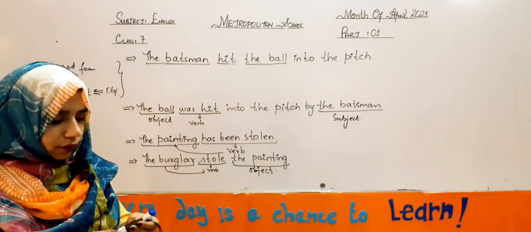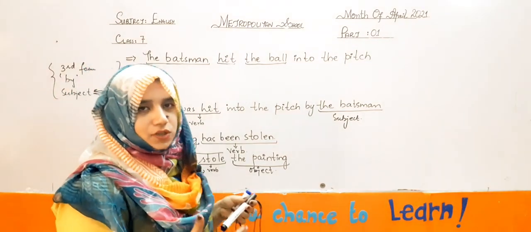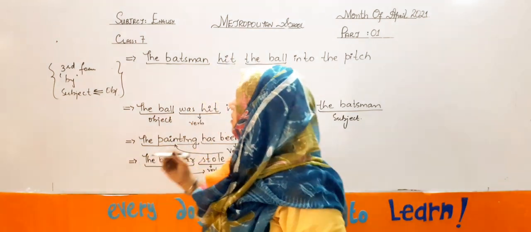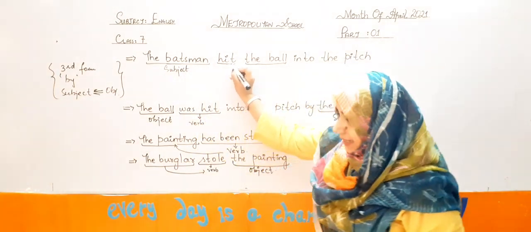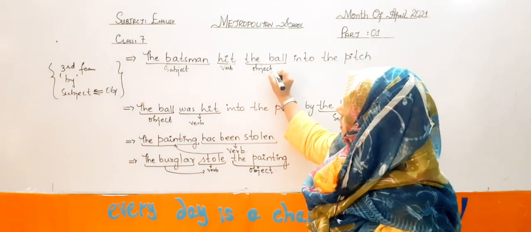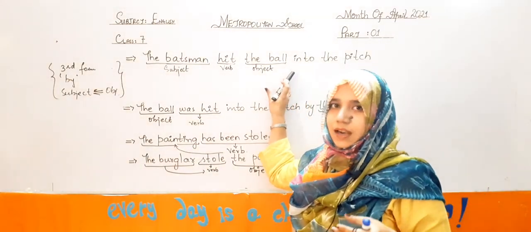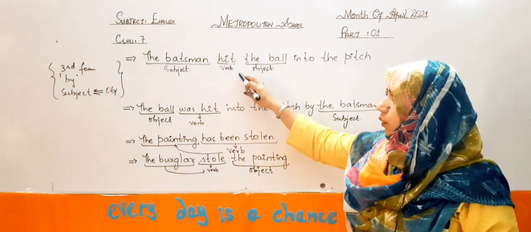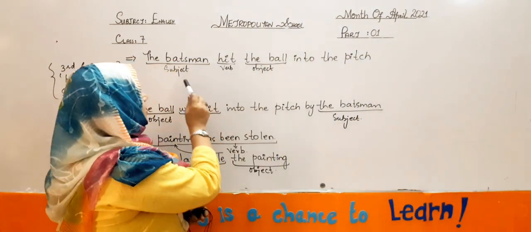So first, we are going to recognize what is the subject, what is the object and what is the verb in the sentence. So my dear students, the batsman, which is the doer of an action, is the subject, any action is the verb, and the ball on which the action has been done is the object, right? All sentences are composed of these three basic major things: the subject, the verb and the object.